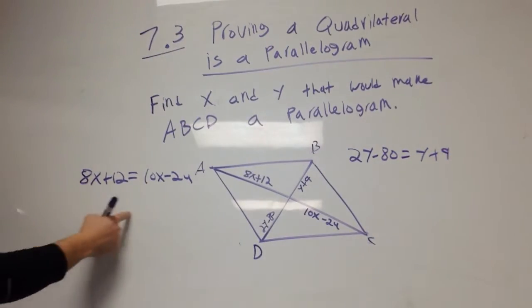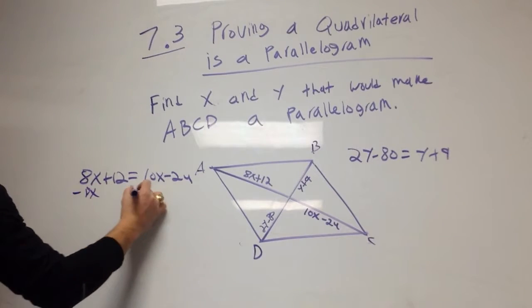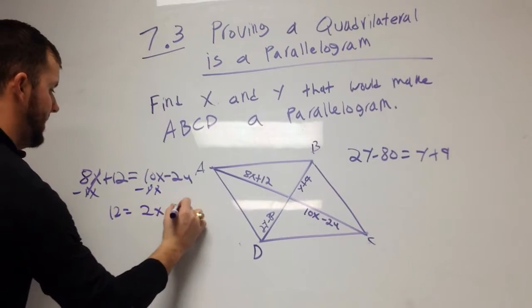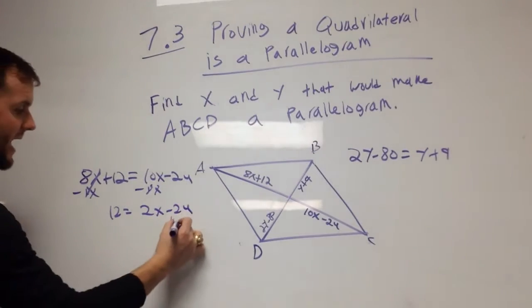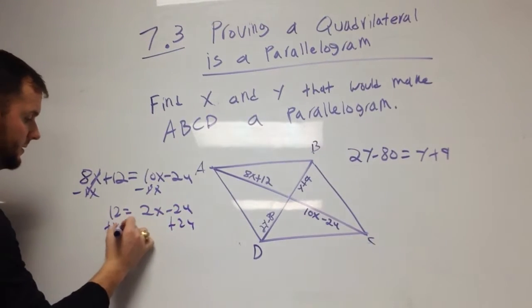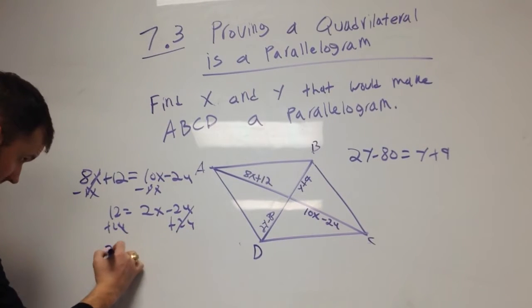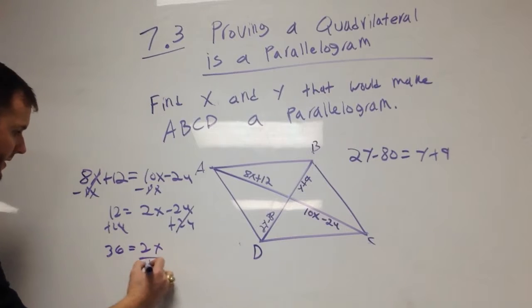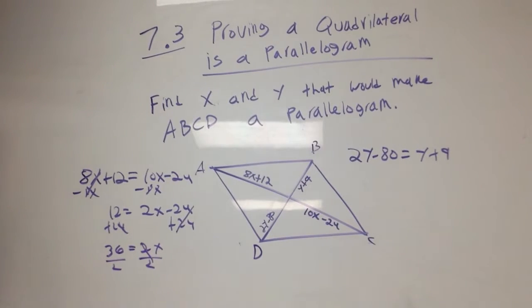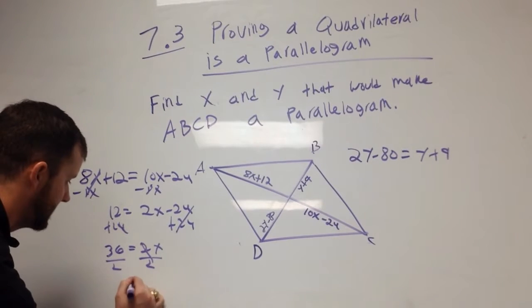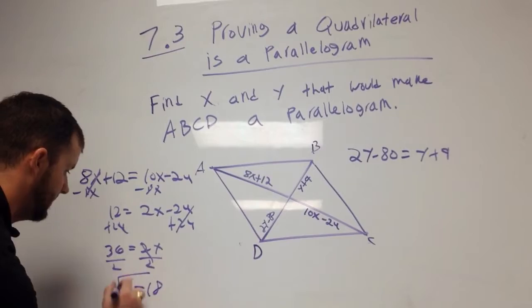So I'm going to subtract 8x on both sides, which is going to cancel over here. So I'm going to get 2x minus 24. I'm going to add 24 on both sides. Let's cancel over here. So 24 plus 12 is going to give you 36. Then I'm going to divide by 2. So 36 divided by 2 is going to give me 18. So x is going to be equal to 18.